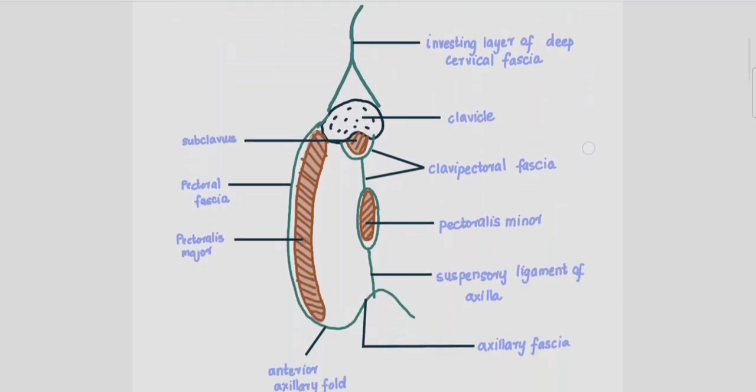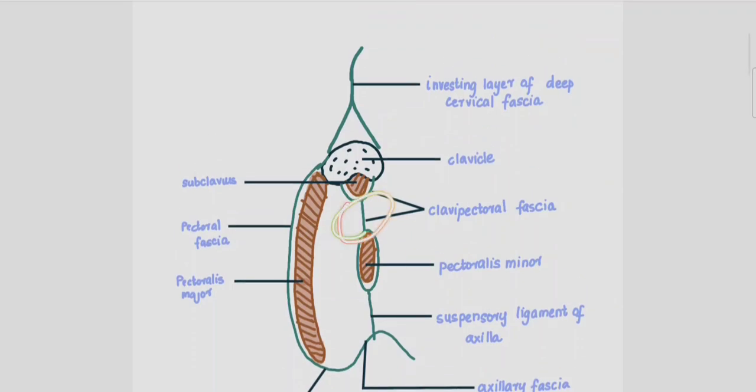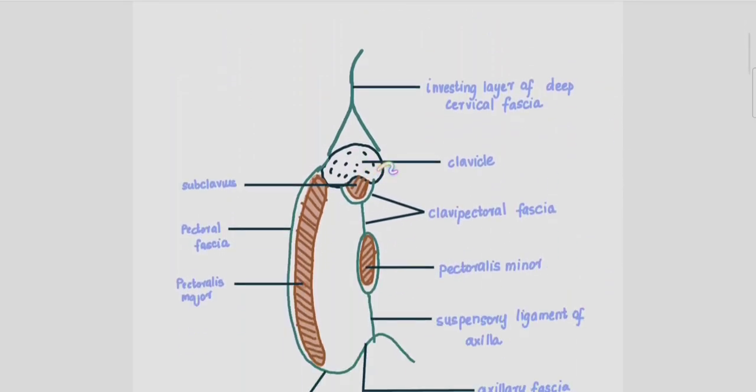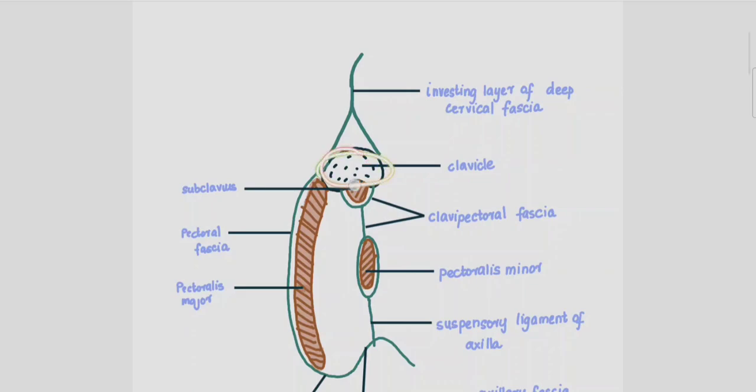So in this picture we'll study the clavipectoral fascia. This is the clavipectoral fascia. It is deep to the clavicular head of pectoralis major muscle. So it is deep to the pectoralis major muscle. Then it fills the space between the clavicle and the pectoralis minor muscle. So this fills the gap between both these structures.